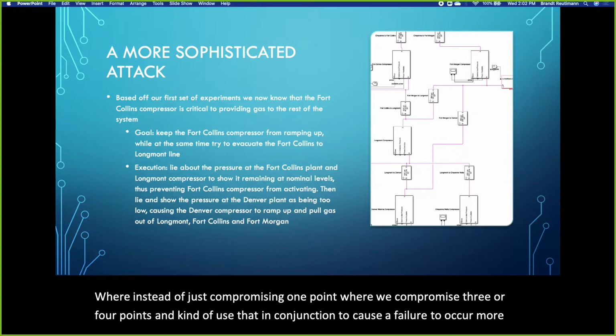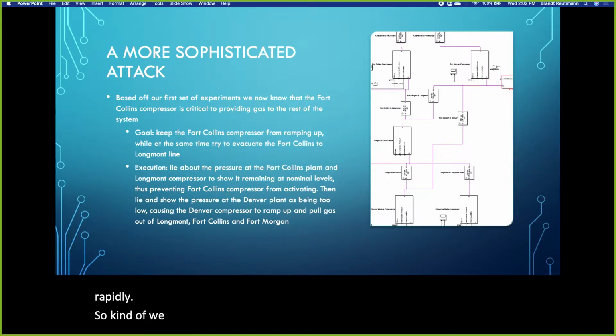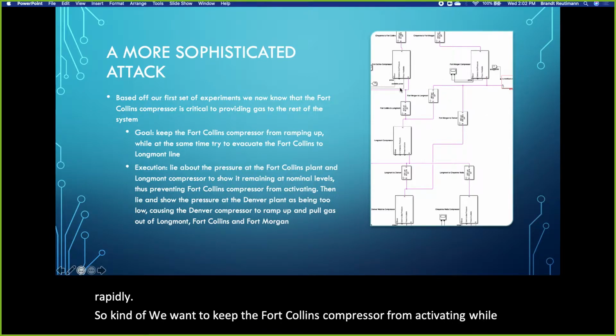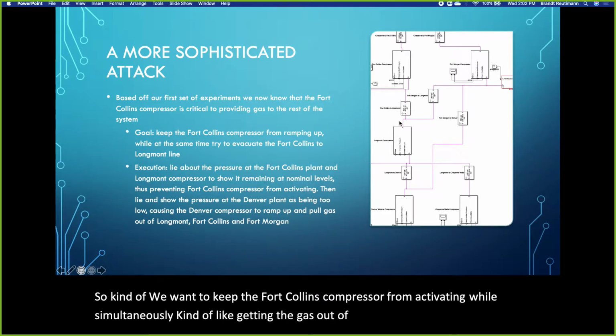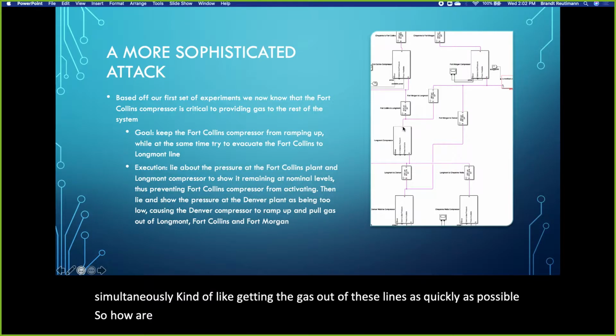We want to keep the Fort Collins compressor from activating, while simultaneously getting the gas out of these lines as quickly as possible. So how are we going to do that? Well, we're going to lie at Longmont and we're going to lie at Fort Collins to say that the pressure is nominal even though it's not.